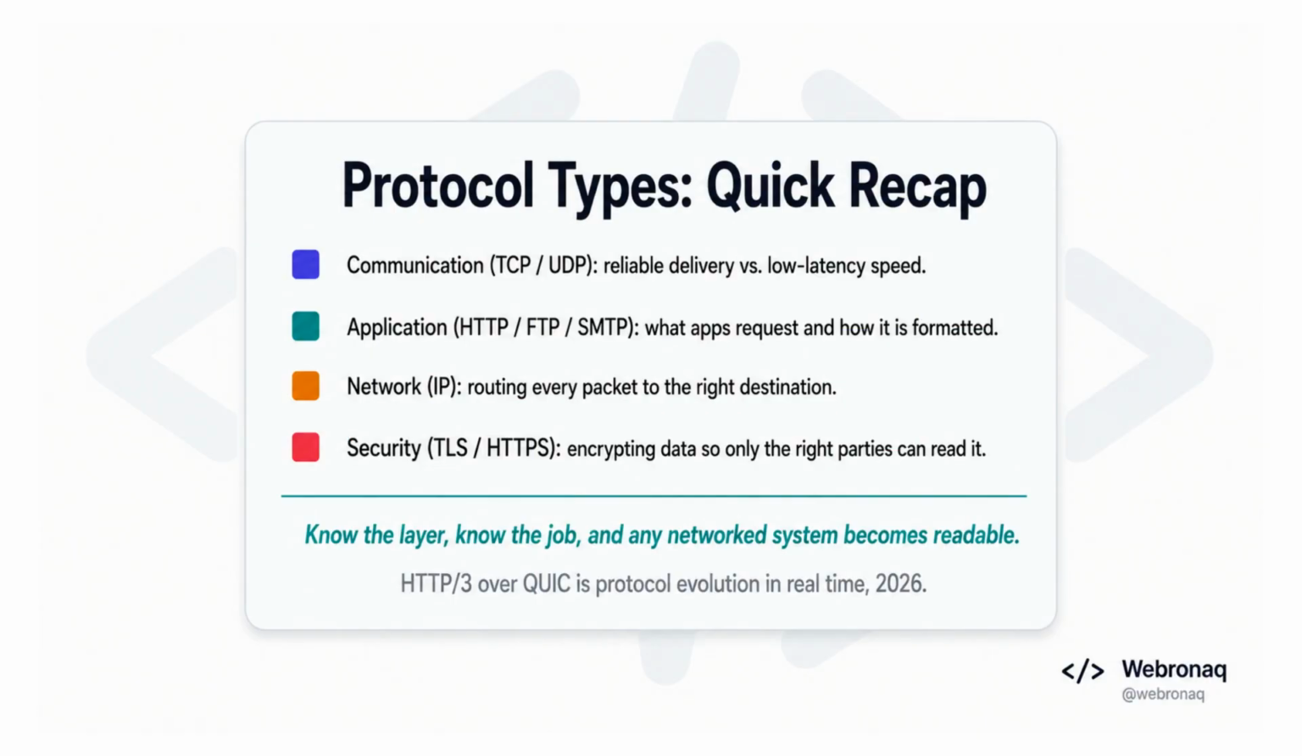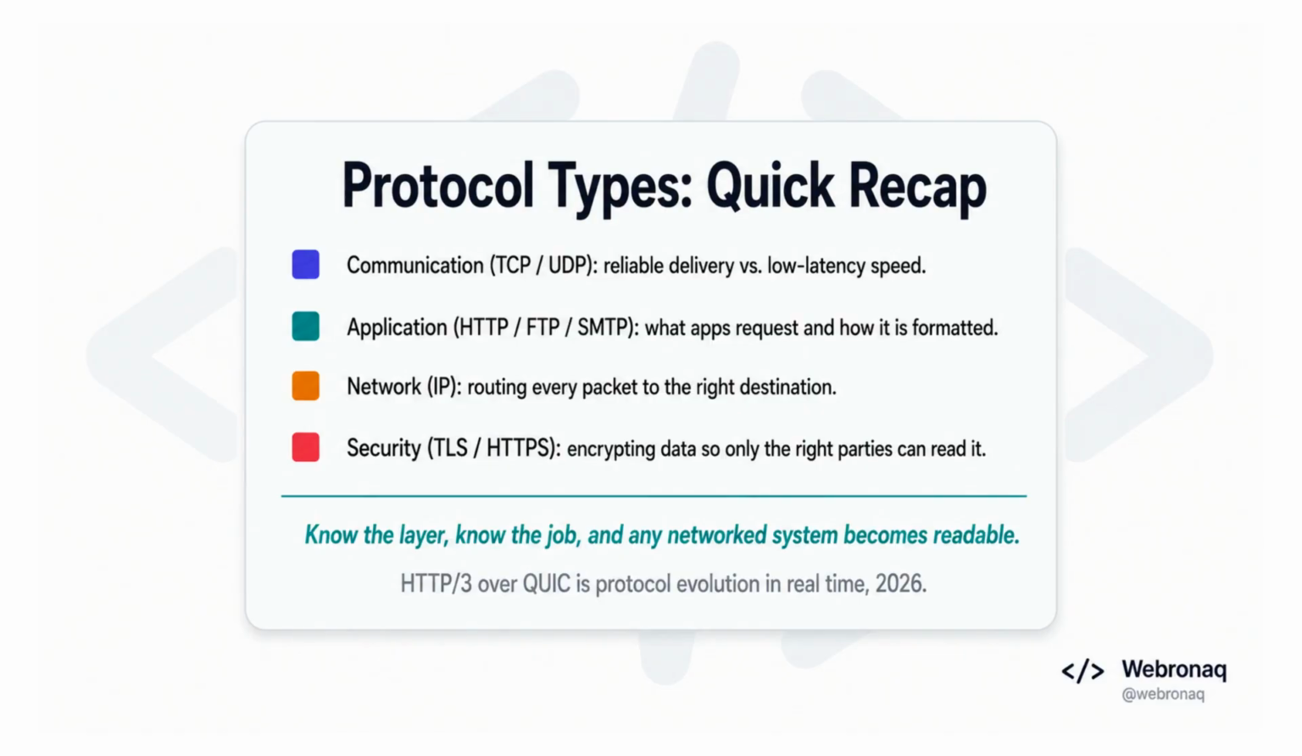Alright, let us bring it all together. Protocols are the agreed-upon rules that let any two devices communicate reliably. They are organized into layers, with each layer handling one specific job. The 4 categories to remember are communication protocols like TCP and UDP, which decide how data travels; application protocols like HTTP, FTP, and SMTP, which define what is being requested; the network protocol IP, which routes packets to the right destination; and security protocols like TLS, which keep the conversation private.